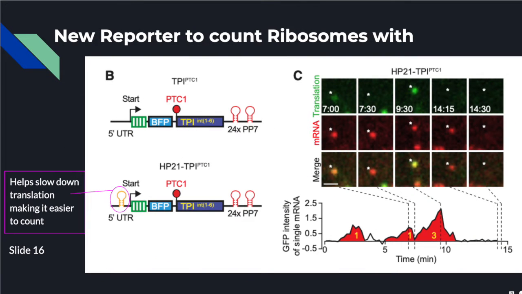The researchers wanted to see which ribosomes were inducing NMD, so they created a new TPI-PTC1 reporter called HP21-TPI-PTC1. This one had a strongly reduced translation initiation rate due to an added 21 nucleotide hairpin in the 5' UTR. This helped them to count individual ribosomes translating the reporter mRNA.